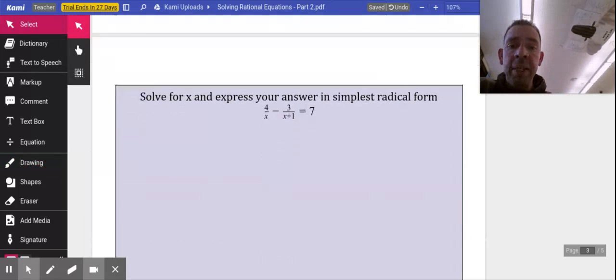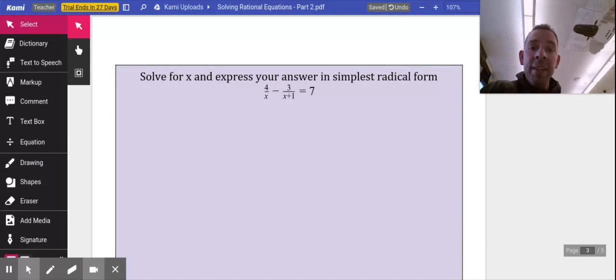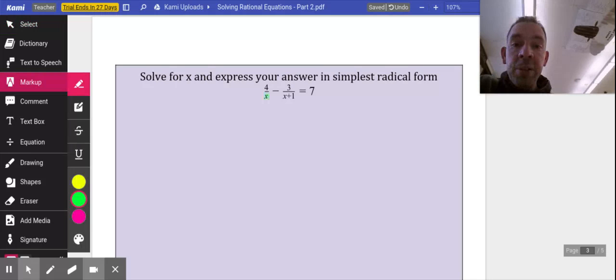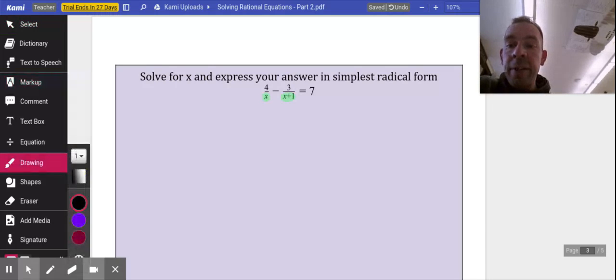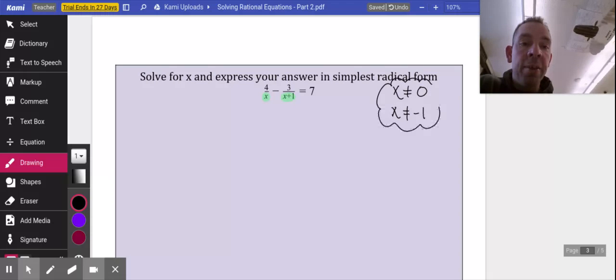All right, cool beans. So again, these denominators are already factored for us. So ask yourself, what's my LCD going to be and how am I going to distribute it? But first, before I get too far, let's identify the constraints, right? X cannot equal 0. X cannot equal -1. And of course, if I got either of those answers, I would reject it. But I think I'm going to get much messier answers that are in radical form.